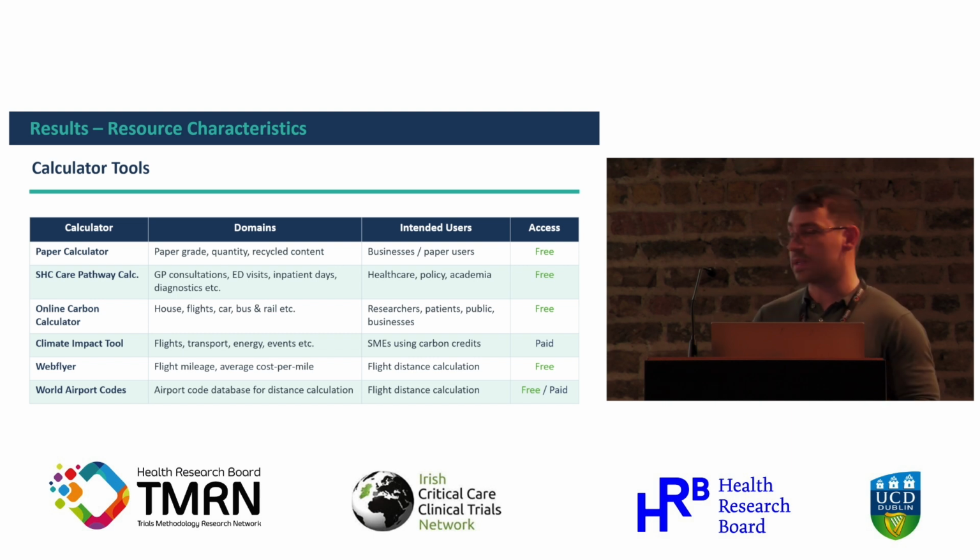For clinical trials, obviously, it would be really important to measure things like international travel because that's a really big emitter. So there were 2 different calculators that you could use to calculate flight distance, and that would give you emissions associated with those. And most of those online calculators were free.